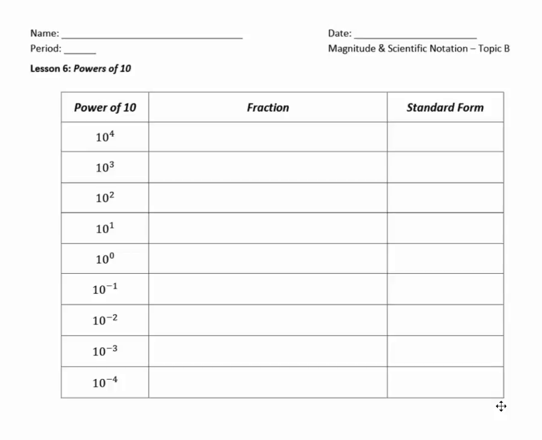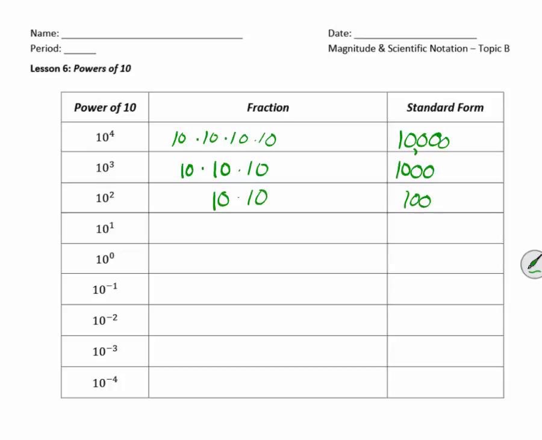Okay, ladies and gentlemen, next chapter, it's really a continuation of chapter 1, but it's topic B, and we're going to start off with some review of powers of 10. So we know that 10 to the 4th means 10 times 10 times 10 times 10, which gives me 10,000. I know that 10 to the 3rd power means 10 times 10 times 10, which if I multiply that out is 1,000. I know that 10 squared is 10 times 10, and 10 to the 1st is 10.